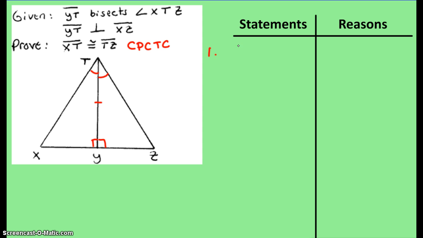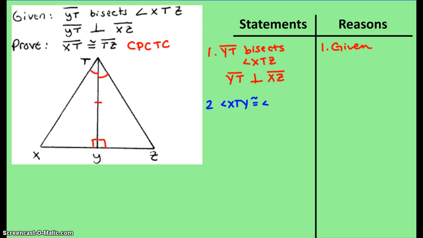So let's go ahead and start with what we were given. We're given that YT bisects angle XTZ, and that YT is perpendicular to XZ. All of that is going to be given. Now, because YT bisects XTZ, we know that angle XTY is congruent to angle ZTY. And that would be the definition of bisection.